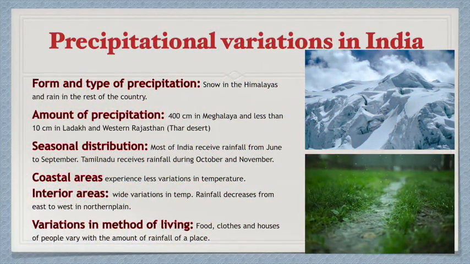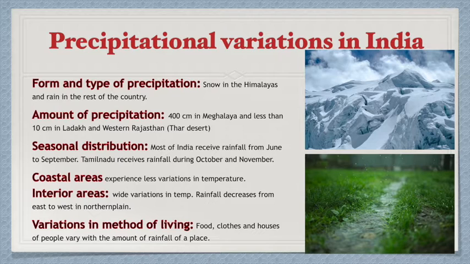Next, precipitational variations in India. As far as precipitation is concerned, it varies both in form and type. As far as form and type is concerned, in Himalayas, precipitation occurs in the form of snow, whereas in the rest of the country it falls as rainfall.